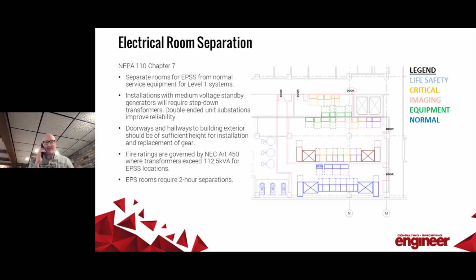Now, we talked about 7.2.3, which was separation of Level 1 systems, but remember, that's for greater than 150 volts line to ground, i.e. 480/277 systems, and greater than 1,000 amps. So there's more to it than just having to keep that separation from my EPSS, from my normal service equipment. There are other criteria to take into consideration, and you're going to want to discuss and plan that early.